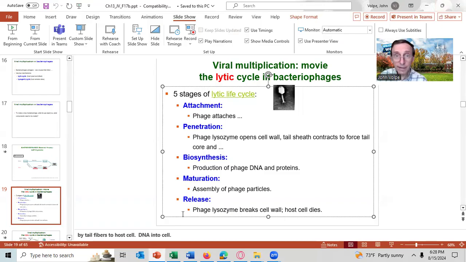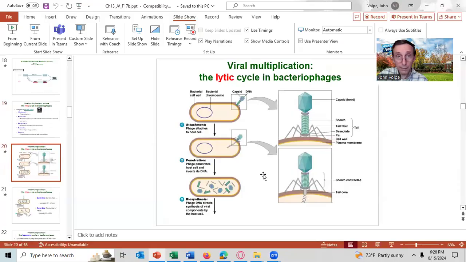So the lytic life cycle of a bacteriophage follows 5 stages. First, there's attachment, then there's penetration, then there's biosynthesis, there's maturation, and then lastly, there's release of the newly replicated viruses. So in attachment, the virus literally attaches to the host cell.